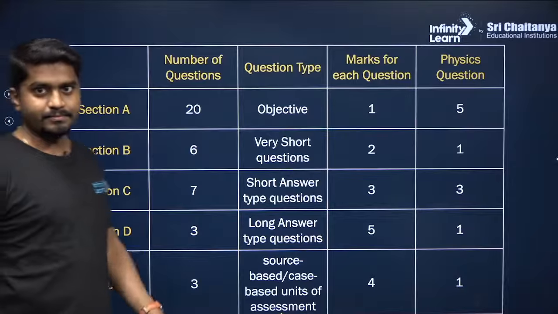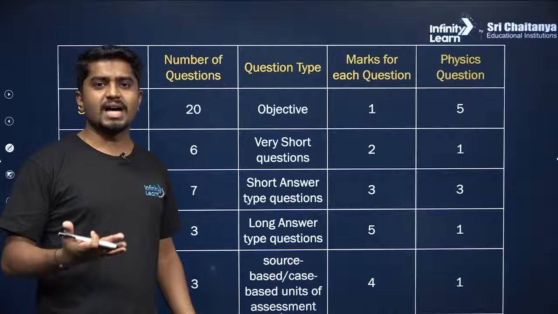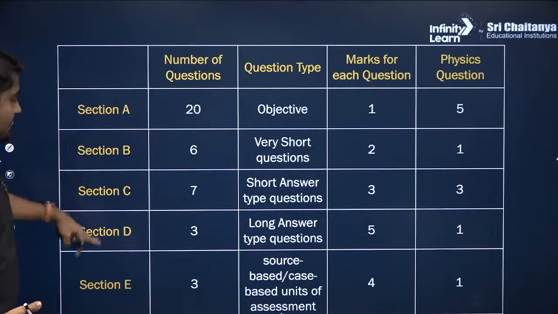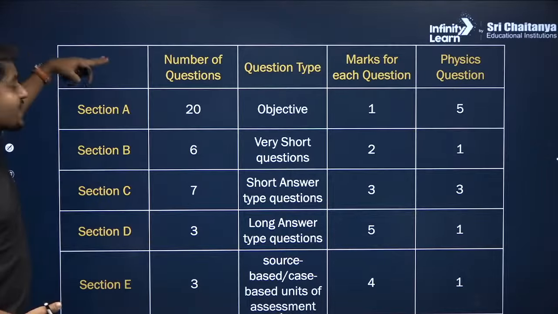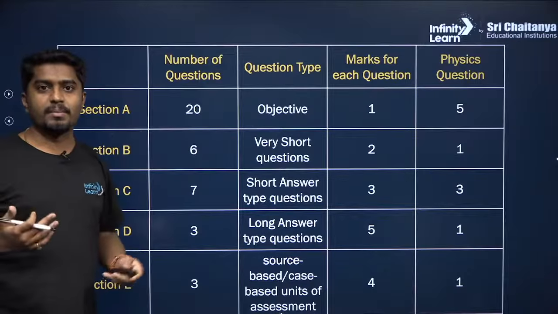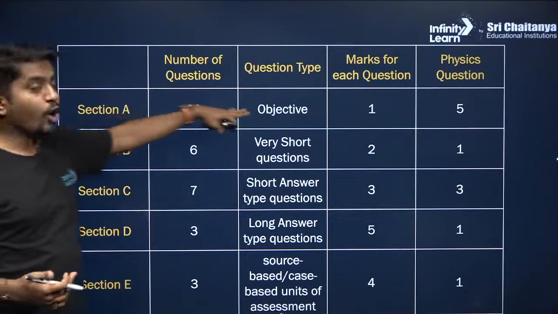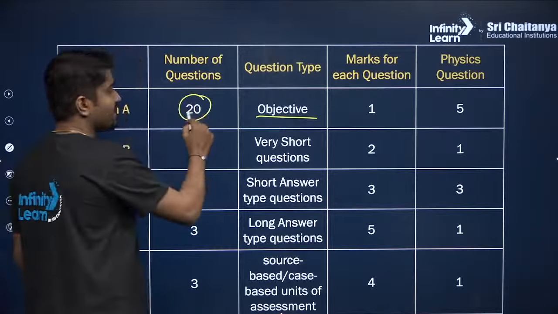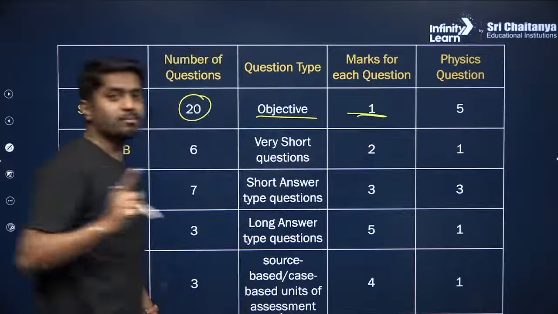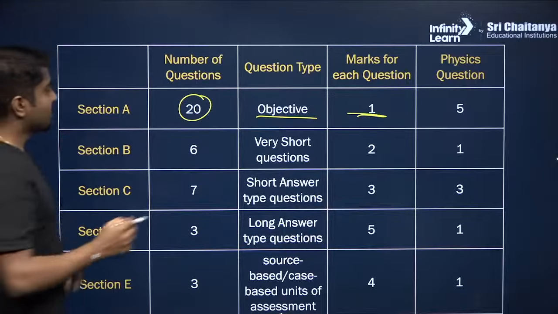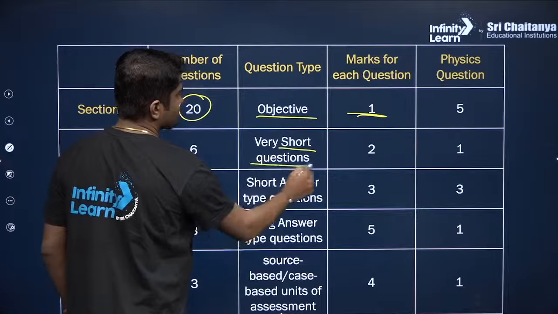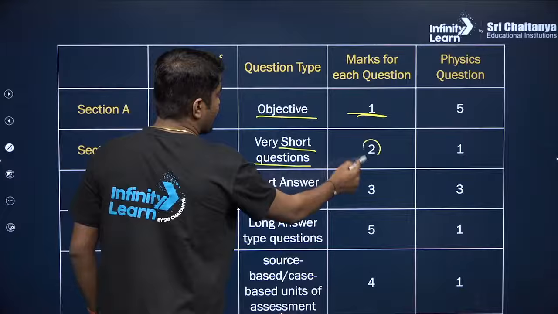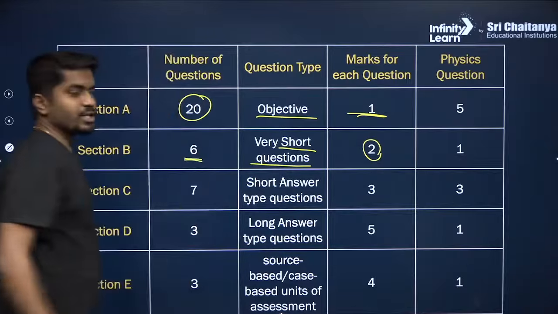Alright, great. If you had a chance to look at the sample paper, there were A, B, C, D and E. These were the 5 sections in the sample question paper. In A, these are all objective questions, and there were 20 questions, each for 1 mark. Section B has short answer questions. Each question is 2 marks, and there were 6 of such questions.